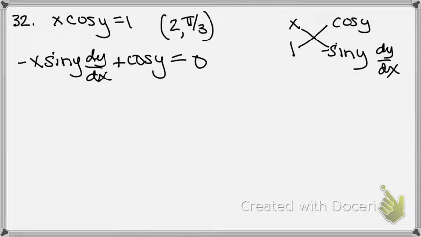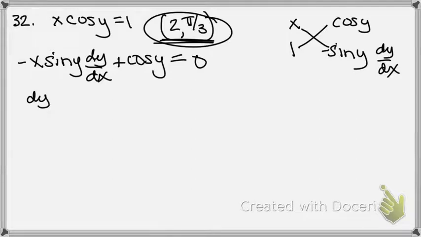Now, you can get the dy dx by itself right now, or you can plug in the 2 and the pi over 3 right now and then get it by itself. You're going to get the same answer either way. So if you think it's easier to replace some of these x's and y's with this value, you can do it now or isolate the dy dx first. Totally up to you. I'm going to isolate this time.